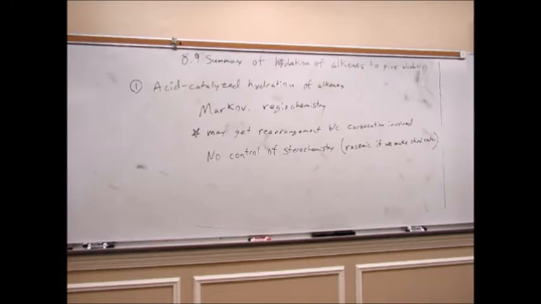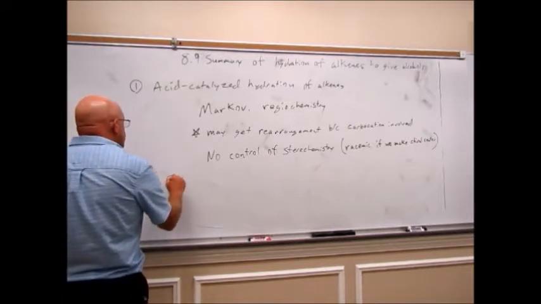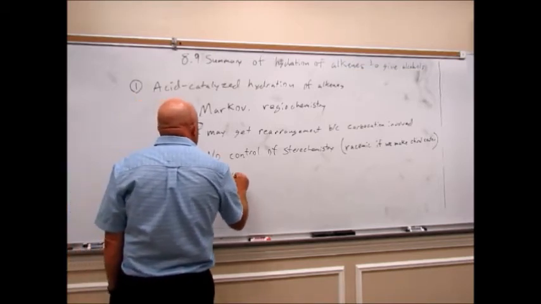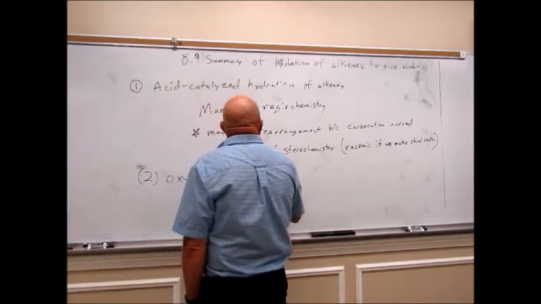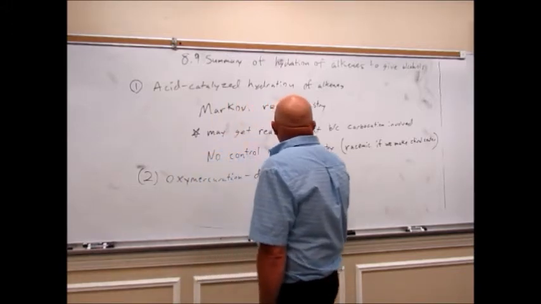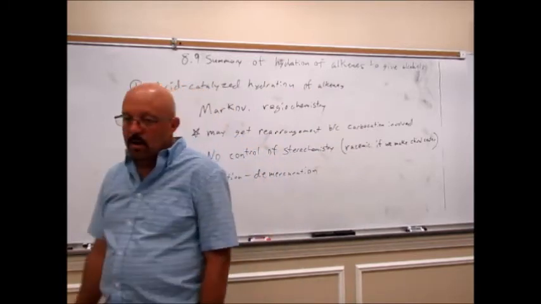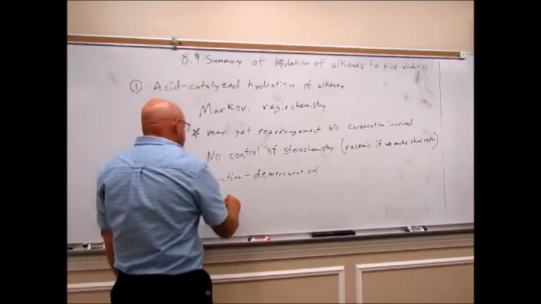Now we don't always get a racemic mixture because we're not always making a chiral center. But if you make a chiral center, it will be racemic. You'll have a 50-50 mixture of the two enantiomers. So there's no control on the stereochemistry part. We talked about the oxymercuration, demercuration. The big advantage, well, first, it does follow Markovnikov regiochemistry just like the previous one did.